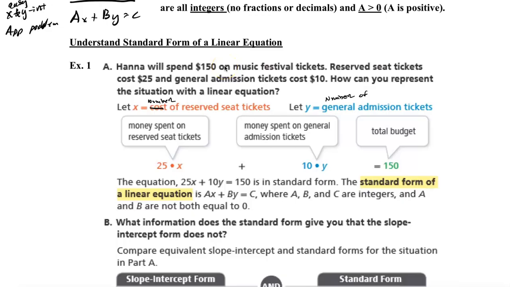This is also known as our constraint, because constraint means I can't go past this. It's our limiting factor, right? Then they give us the cost of each ticket. So one of the tickets will be x. In this case, reserved seating is x, and general admission will be our y. And with that, we could write an equation. The cost of a reserved seating ticket times x, the number of reserved seating tickets, plus the cost of a general admission ticket times y, will equal the constraint, 150.